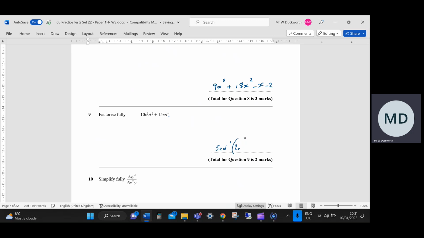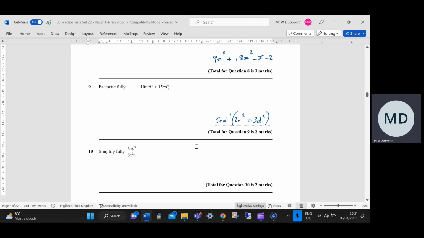My screen point is slightly off. And then I need to times d by 1 to get d squared. I don't tend to write 1 in though. 5 times by 3 would give me 15. C times by 1 would give me c, and then d squared times by d squared would give me d to the power of 4.